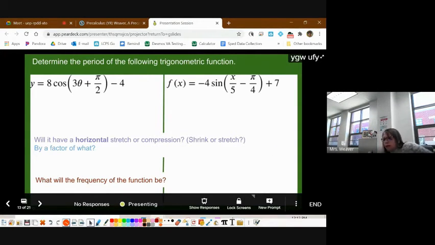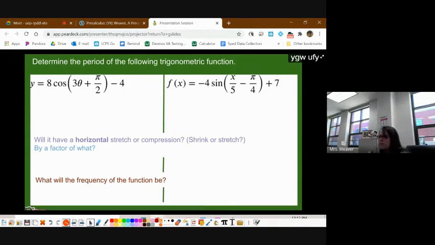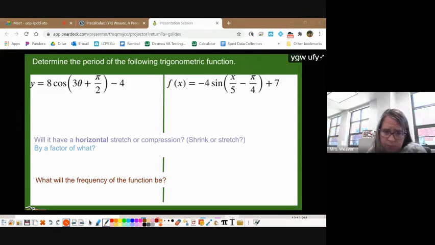Okay, so now they want us to find the period, and they want us to tell if that's going to be a horizontal stretch or compression. So now we're talking about horizontal, how far it's going to be in the X direction, okay? All right, so let's find the period for this first function. Notice that this is not fully in graphing form. That's okay for us because we don't need to graph the whole function. They just want the period. And the period is the period of the parent function, which for sine and cosine is 2 pi divided by our b value. We don't need it fully in graphing form to see our b value. Our b value is always the coefficient on our variable.